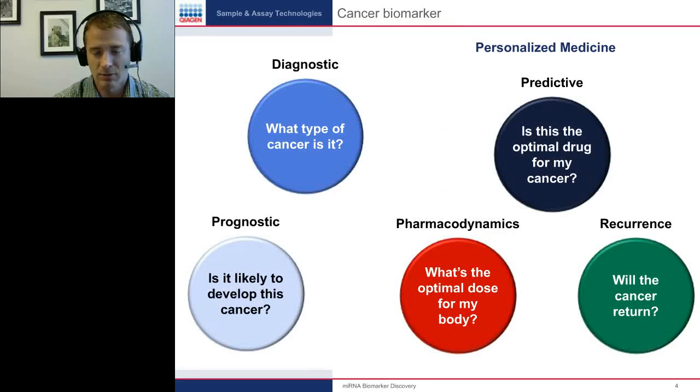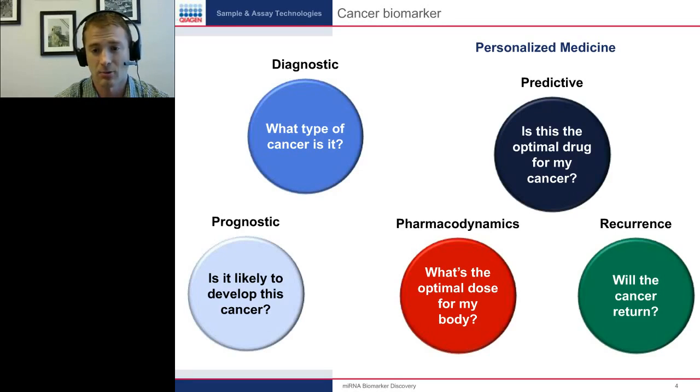And so a lot of what we're going to discuss today is revolving around cancer biomarkers. And cancer biomarkers can be several different types. First off, a prognostic indicator, answering the question, is this likely to develop cancer? Also, a cancer biomarker can be of diagnostic nature, answering the question, what type of cancer is it?